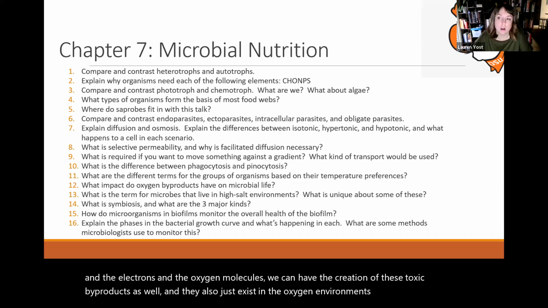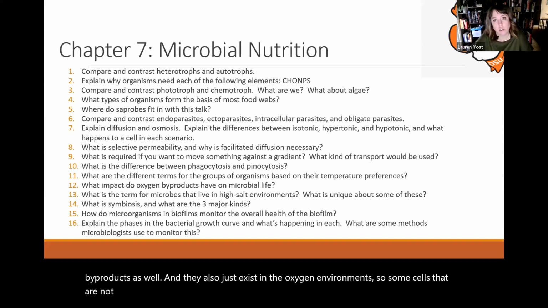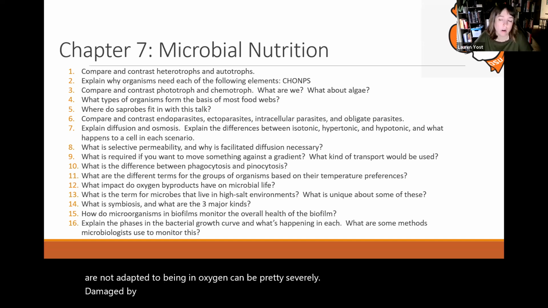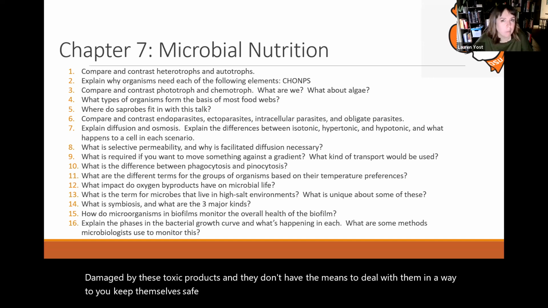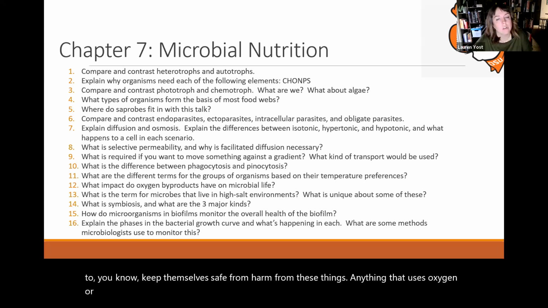So some cells that are not adapted to being in oxygen can be pretty severely damaged by these toxic products, and they don't have the means to deal with them in a way to keep themselves safe from harm. Anything that uses oxygen or lives in oxygen will have to have some sort of mechanism to deal with this.